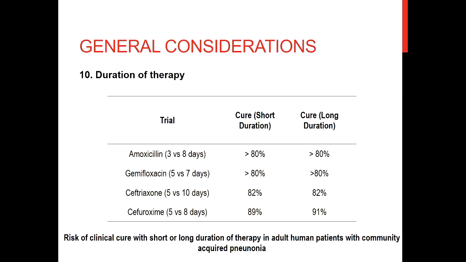They looked at amoxicillin, gemifloxacin, ceftriaxone, and cefuroxime. And they looked at amoxicillin, 3 days of therapy versus 8 days of therapy. In the group that was given 3 days of therapy, clinical cure was 80%, 8 days of therapy, 80%. Gemifloxacin, 5 days versus 7 days, 80% versus 80%. Ceftriaxone, 5 days versus 10 days, 82 versus 82. Cefuroxime, which is a second generation cephalosporin, 89 versus 91.